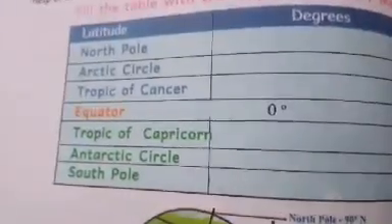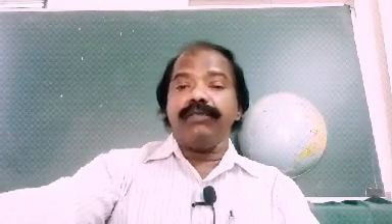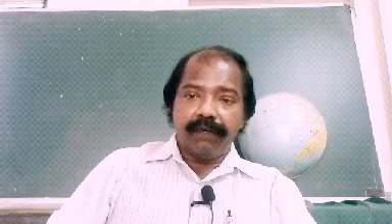Okay, now. So what are called latitudes? We can say the parallel lines to the equator. The imaginary lines on a globe which are parallel to the equator are called latitudes. The word latitudes comes from a Latin word, latitudo.